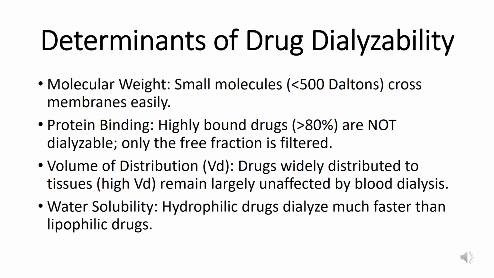The first factor is molecular weight. Think of the dialysis membrane as a highly selective filter. Small molecules can pass through this filter much more easily than large molecules. In general, drugs with a molecular weight below about 500 Daltons cross dialysis membranes readily. Because they are small, they move efficiently from the bloodstream into the dialysate. As a result, these drugs may require supplemental dosing after dialysis.